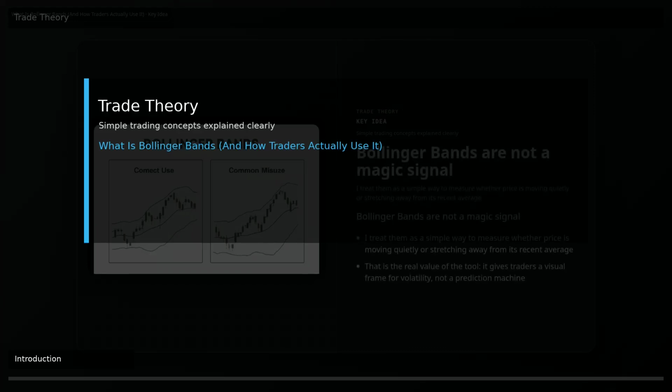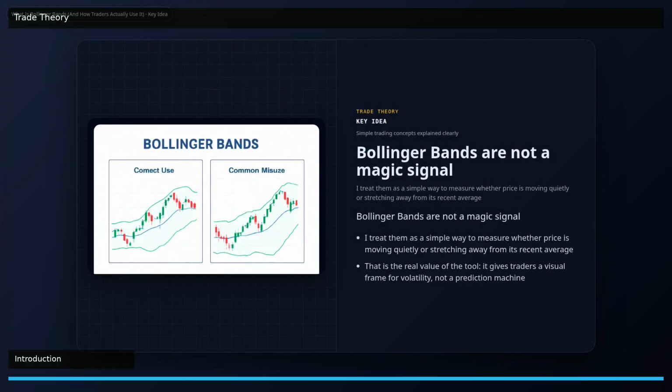Bollinger Bands are not a magic signal. I treat them as a simple way to measure whether price is moving quietly or stretching away from its recent average. That is the real value of the tool. It gives traders a visual frame for volatility, not a prediction machine. If you understand that, you avoid most of the mistakes beginners make with it.